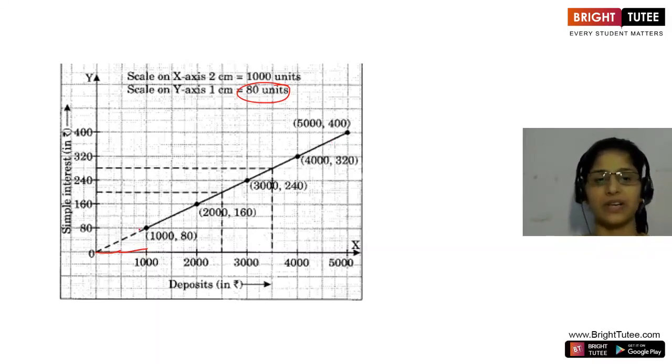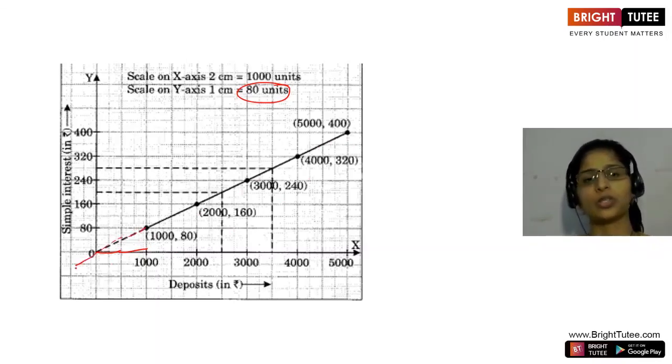So will it pass through the origin? Definitely. When you extend the line, it is going to pass through the origin. It is a straight line, a linear graph it is.